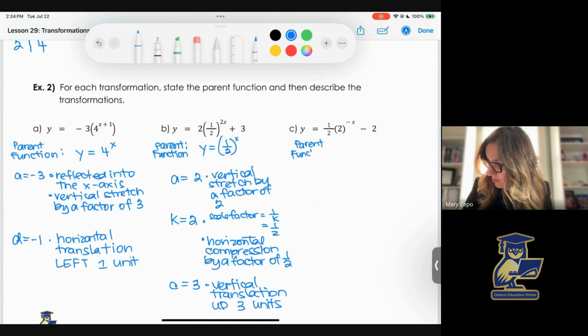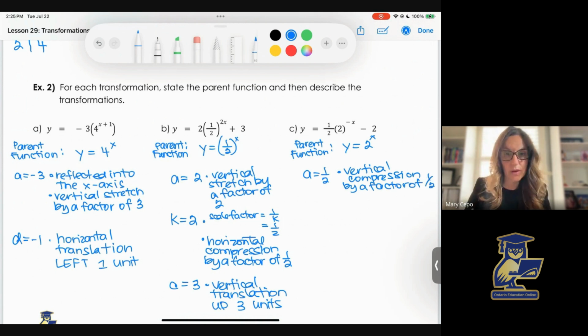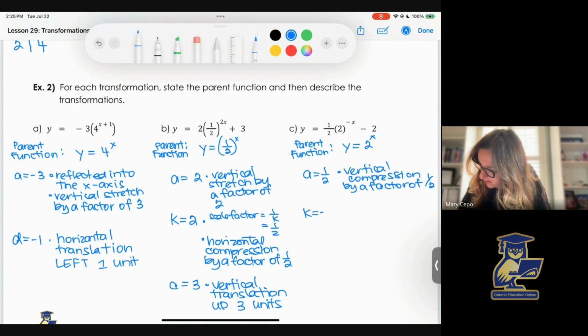And last but not least, again, always, always, always, we need to know what the parent function is first. And then from there, we can identify what the different transformations are. So we know in this case, it's going to be y is equal to 2 to the power of x. Now there is an a value. a is equal to 1/2 because it's out front of the base. So that means that's a vertical compression by a factor of 1/2.